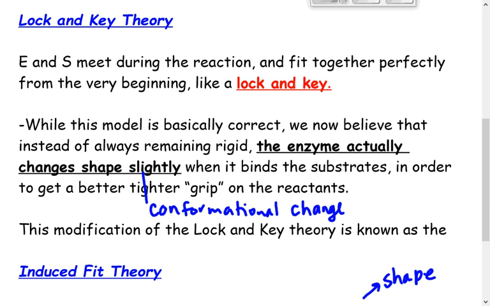While this model is basically correct, we now believe that instead of always remaining rigid, the enzyme actually changes shape slightly, and that's called a conformational change. It changes shape slightly when it binds the substrates in order to get a better or tighter grip on the reactants. So it'll either change shape and push in and squeeze the reactants together to get a better grip on them, or if it was one piece that it was breaking apart, it would pull it apart a little bit. So the modification of the lock and key theory is known as the induced fit theory.